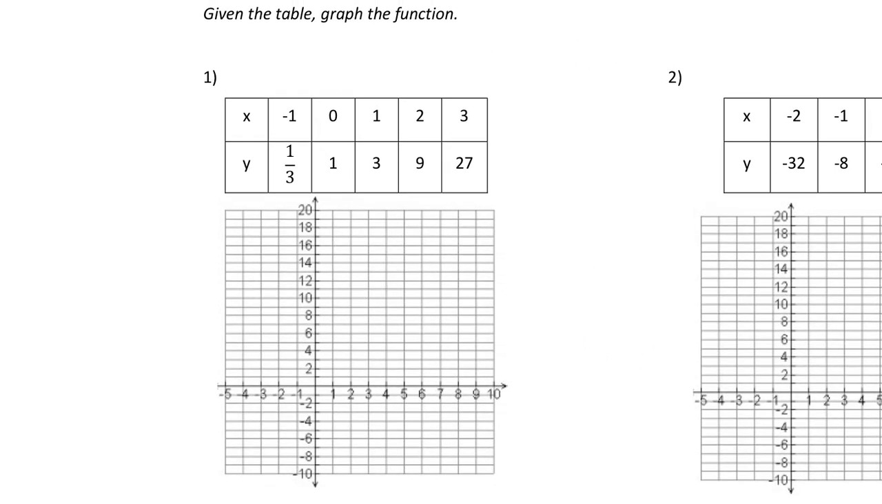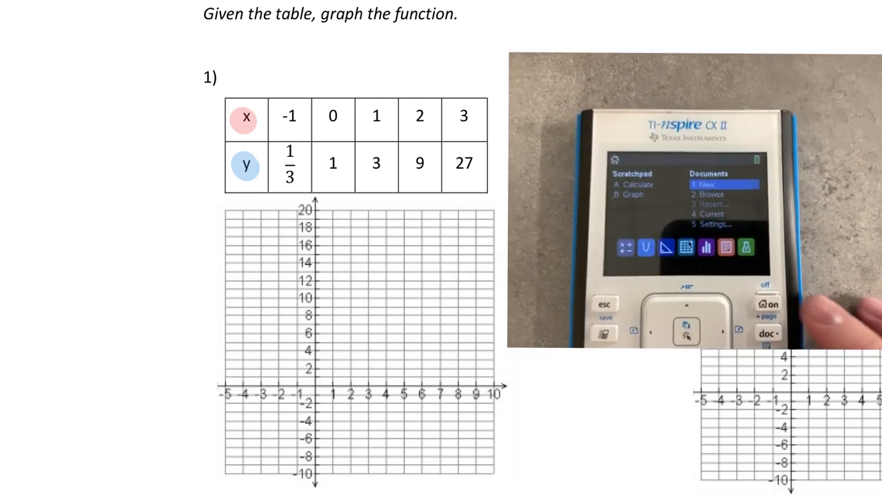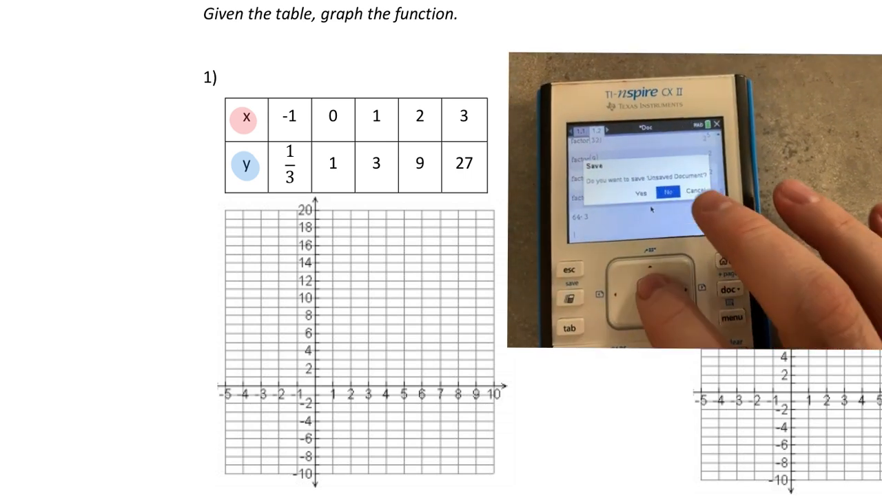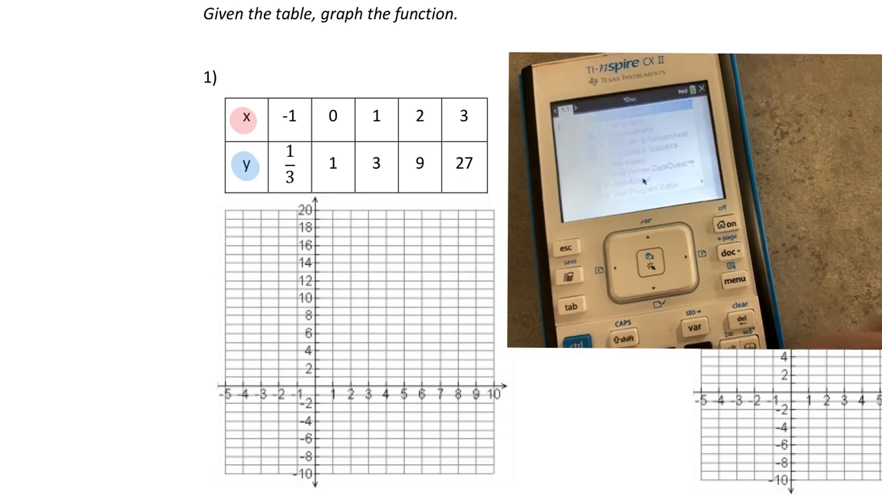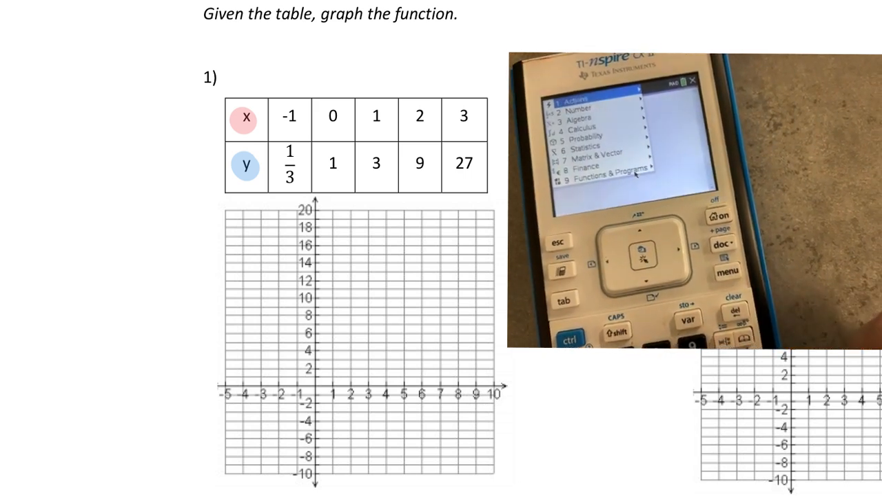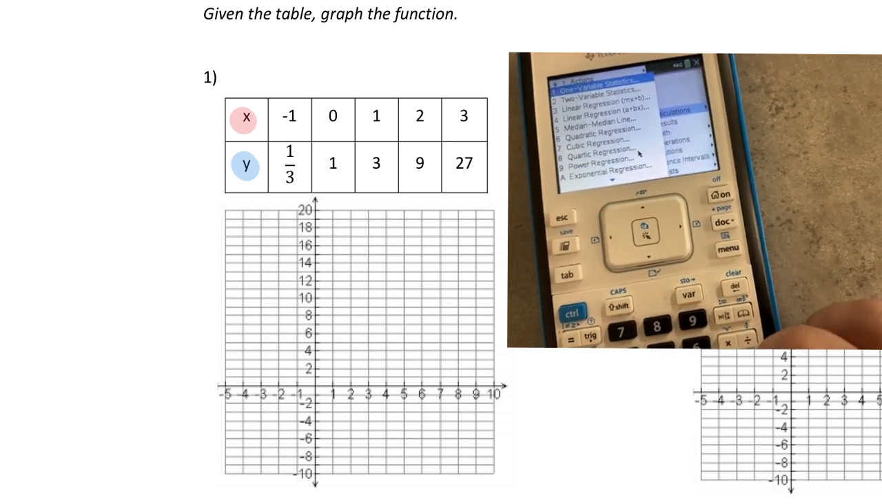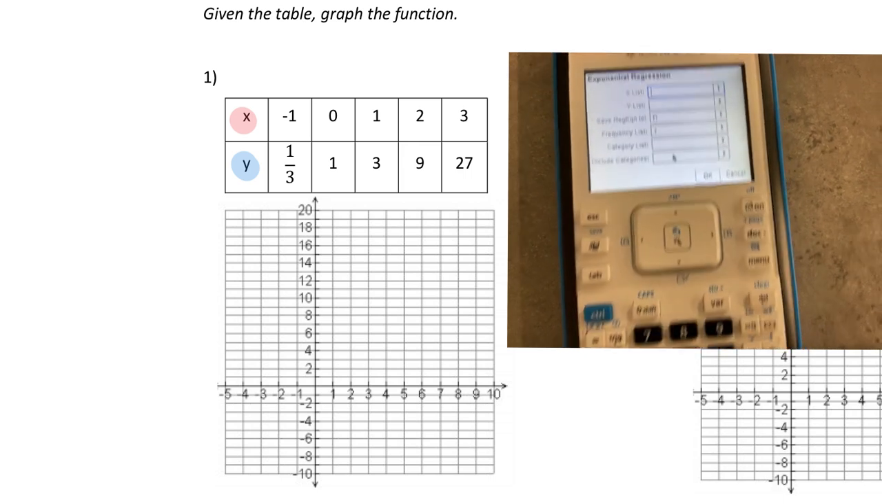We have our list of X values, and we have our list of Y values. So you're going to need your Inspire. The first thing we're going to do is get a new document. Don't ever save. So we're going to go Menu, 6, 1, and then we want A for Exponential Regression. There we go. And then we do our Control Squiggly.